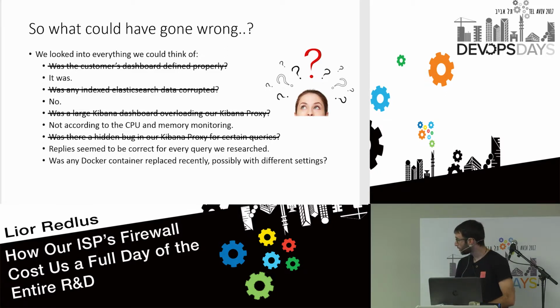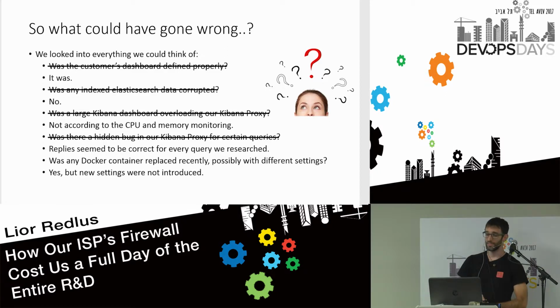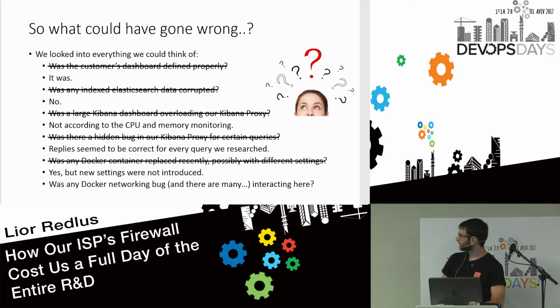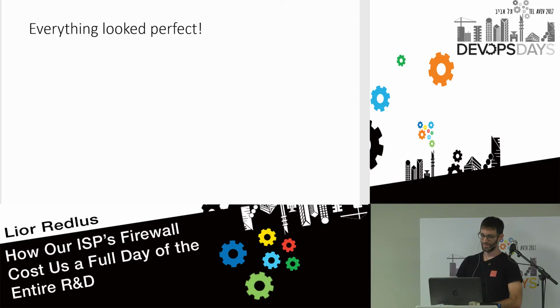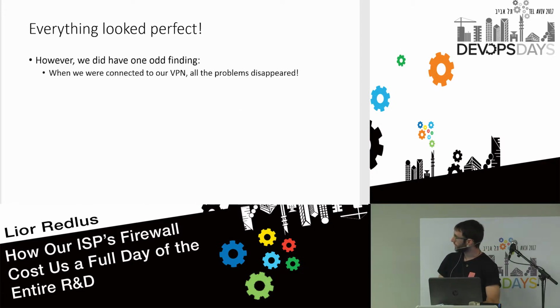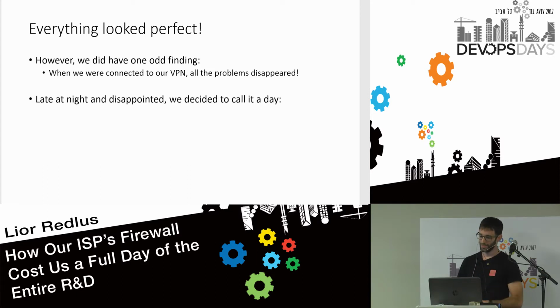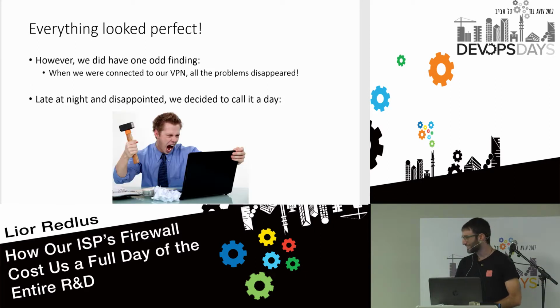And then we turned to Docker. Maybe it was a Docker container with different settings, or one of the Docker networking bugs that we experienced when using Swarm, the old Swarm that was managing our cluster. But everything seemed to work fine. So one odd finding we did find is that whenever we tried to replicate this while connected to our VPN, all the problems disappeared, and everything worked as expected. It was already late at night, so we decided to call it a day and just get very, very angry with the whole situation.